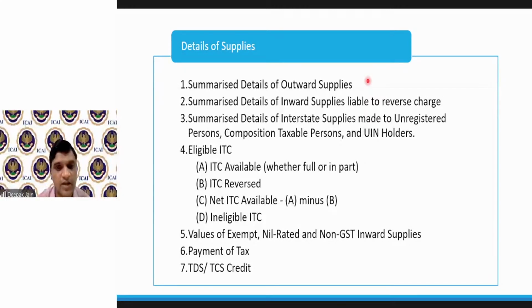Correct. Vaishali Bindal has given you a correct answer, Neenal. She's saying that you can claim it. If you have missed to claim the credit in that particular month, then you can claim it in the next month, further next month, further next month, maximum by the 30th November or the annual return, whichever is earlier.